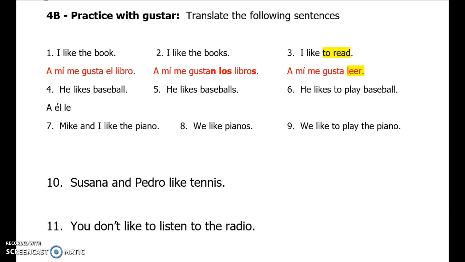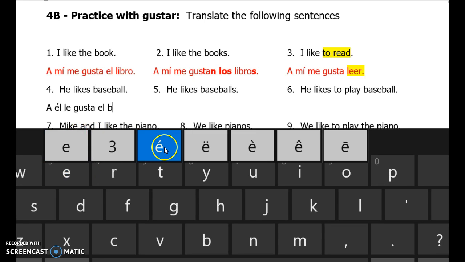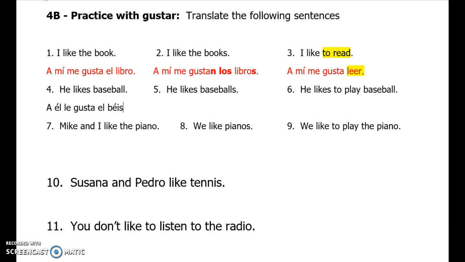A él, le is the pronoun we use. Gusta, because it is singular. Now, like we said, even though in English we don't use "the" (I'm not saying he likes the baseball), we still have to include the definite article. Los béisboles. Oh, sorry, I'm doing the singular. What am I doing? El béisbol. And baseball does have an accent mark over the E. So even though "the" is not present in the English sentence, you are still going to use it in the Spanish sentence. See it right there.